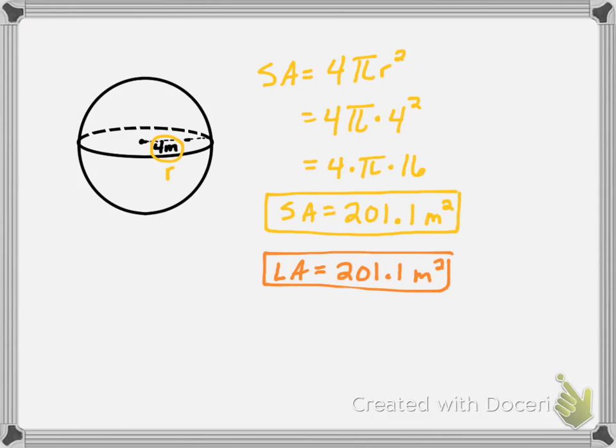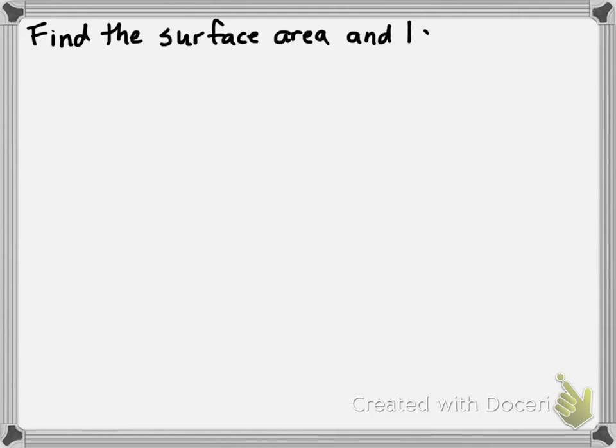Okay, so now that we've practiced finding surface area and lateral area for each of these figures, we're going to see if you can do something. Okay, so we're going to start with pyramids. You're going to find the surface area and the lateral area of both of these pyramids.